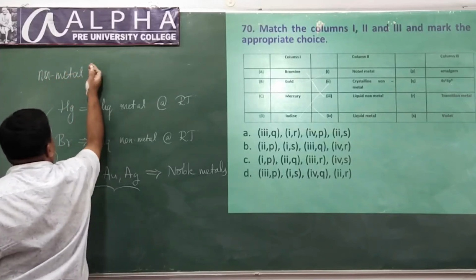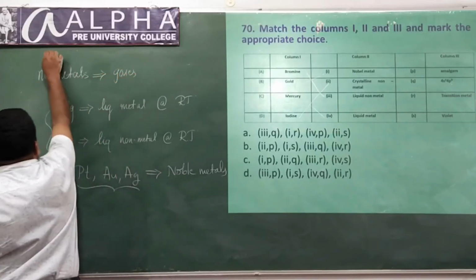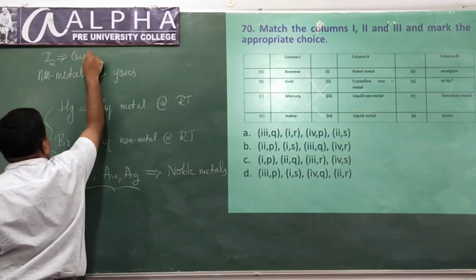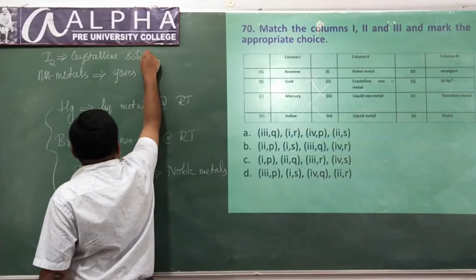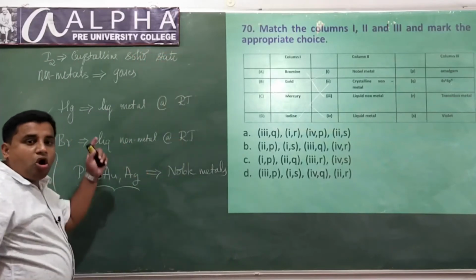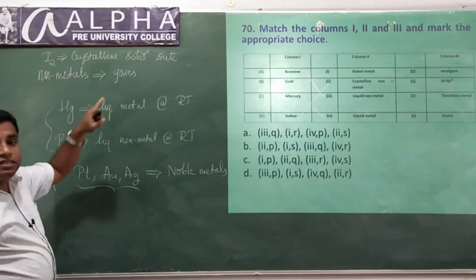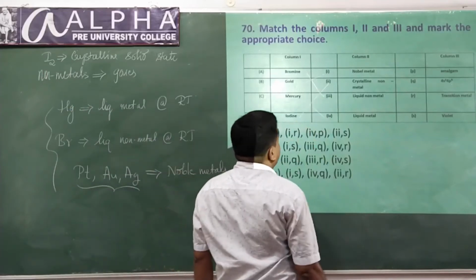Usually non-metals are gases. It is only iodine which exists in crystalline solid state, whereas all other non-metals are gases. So therefore, D is matched to 2.